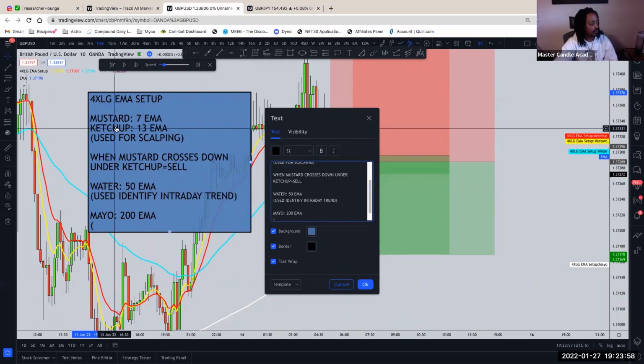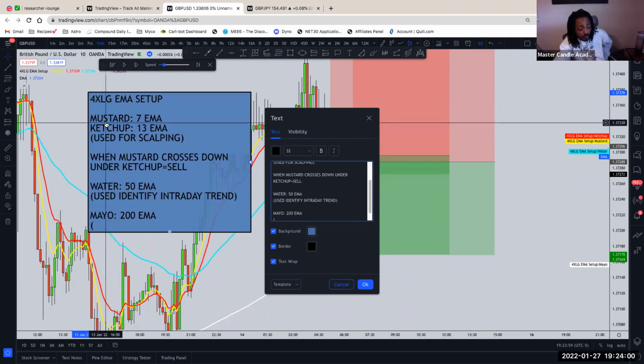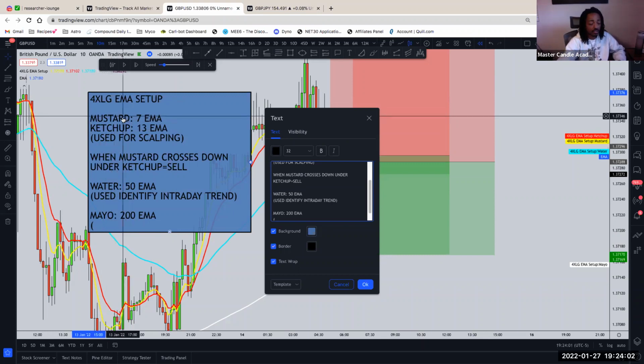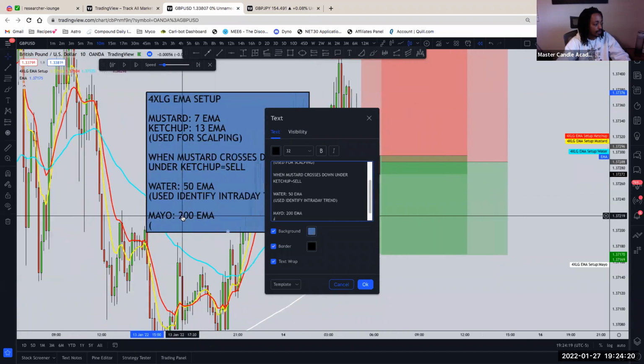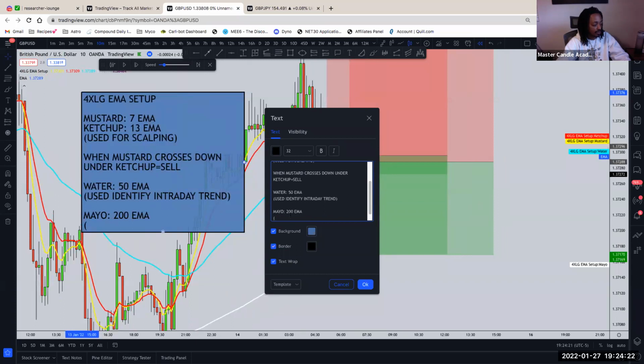So remember, again, we've got our ketchup and mustard, our sauce, used for scalping. So this is showing us the scalp trend. Really no trend at times as prices just fluctuate. We have the 50 EMA, which is used to identify our intraday trend. So I'd say about from the 30-minute to the 4-hour time frame, right? Now we've got mayo, which is used to identify the 4-hour and above.